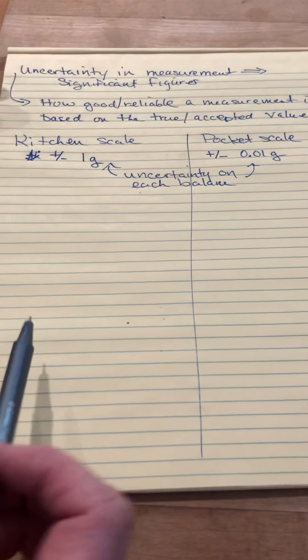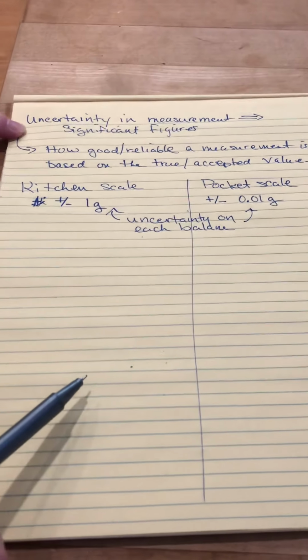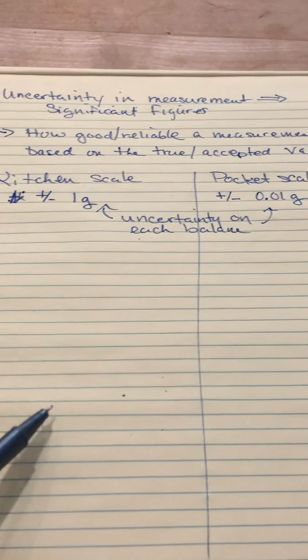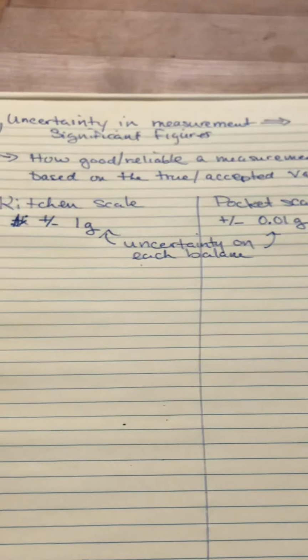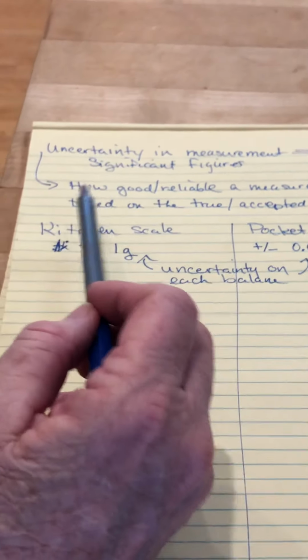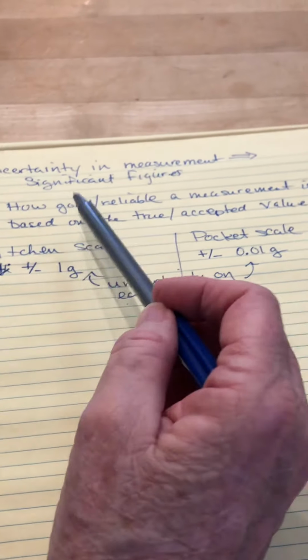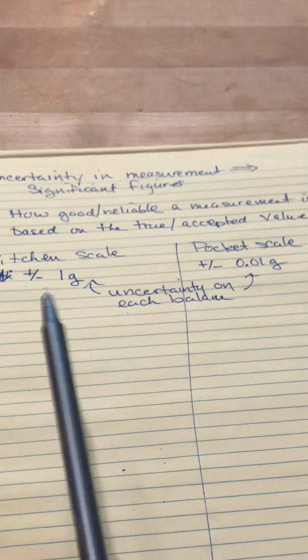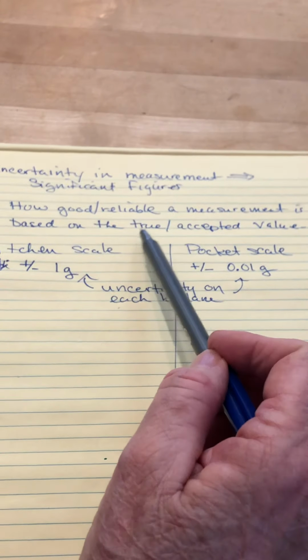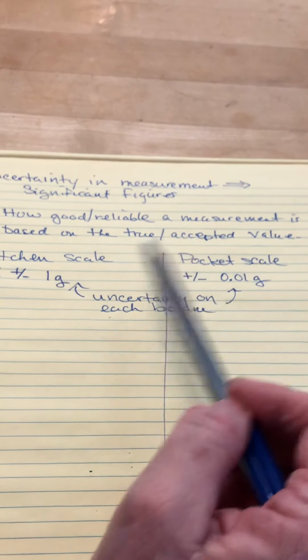So we're going to talk about uncertainty in measurement today, which leads to everybody's least favorite topic, significant figures. And uncertainty in measurement can be thought of as how good or reliable a measurement is based on the true or actual or the accepted value.